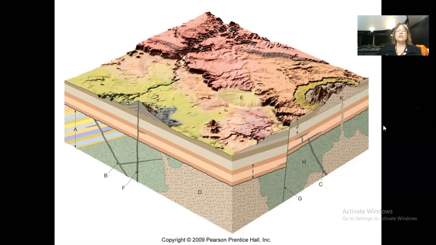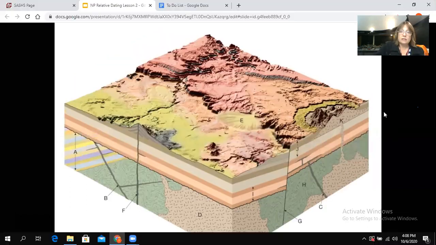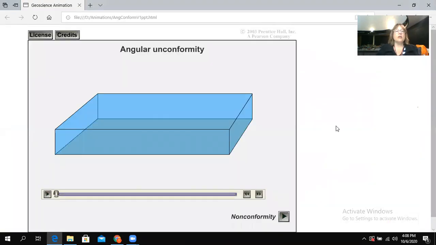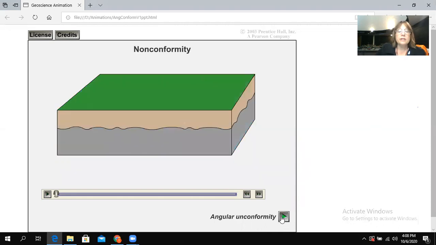All right, the last thing I want to show you is some animations. So I'm going to pull up this here. And we'll take a look at an animation for each of the different types of unconformities. All right, we're going to start with the nonconformity. So remember, nonconformity has igneous rock or metamorphic rock on the bottom and sedimentary rock on the top.